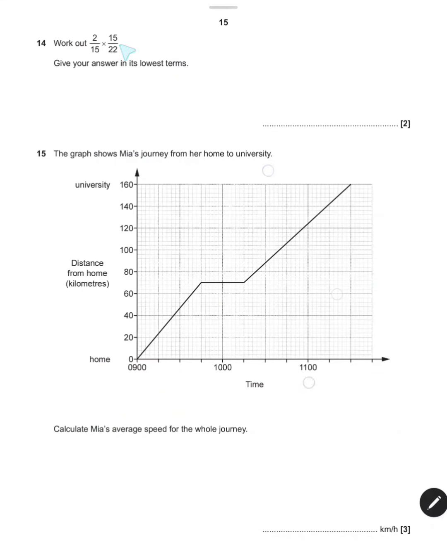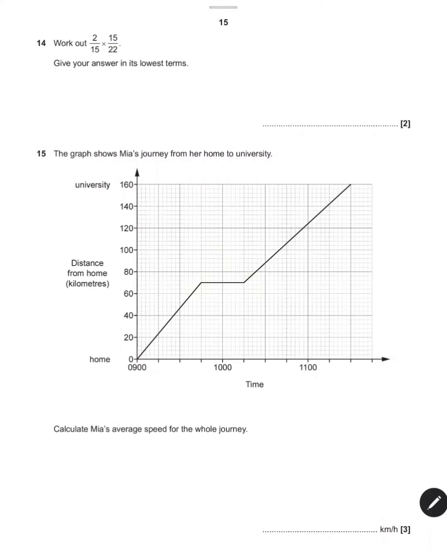Question 14, multiplying fractions. You can do this a long way. You can do 2 times 15 is 30 and then work out 15 times 22. But because we've got 15 as a numerator and a denominator, I can literally cancel those out. It's called cross cancelling. And what we're left with is just the 2 over 22, which is 1/11.